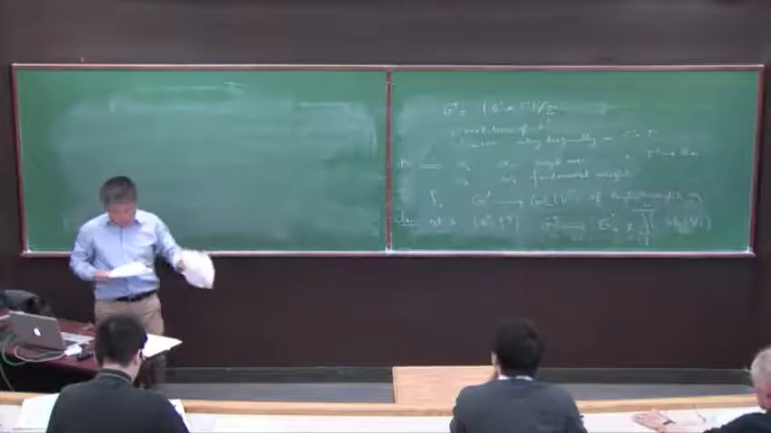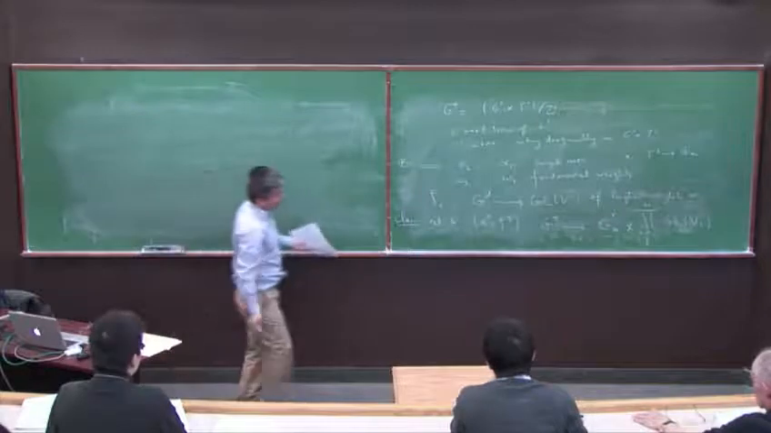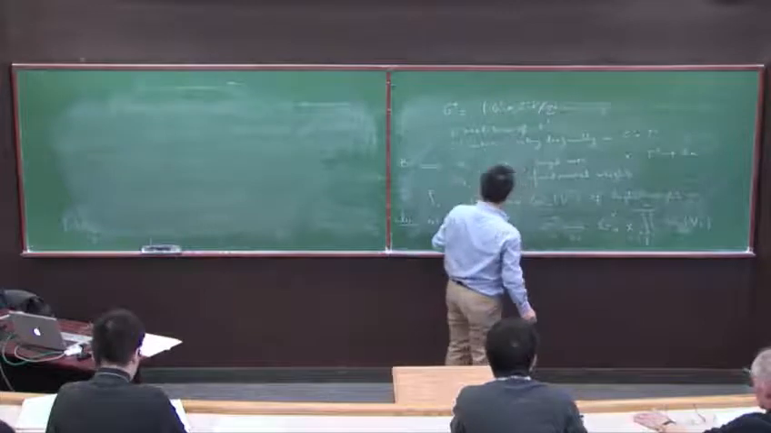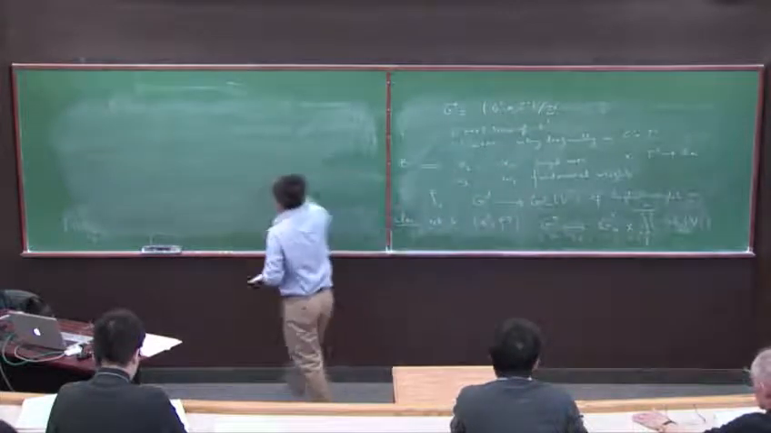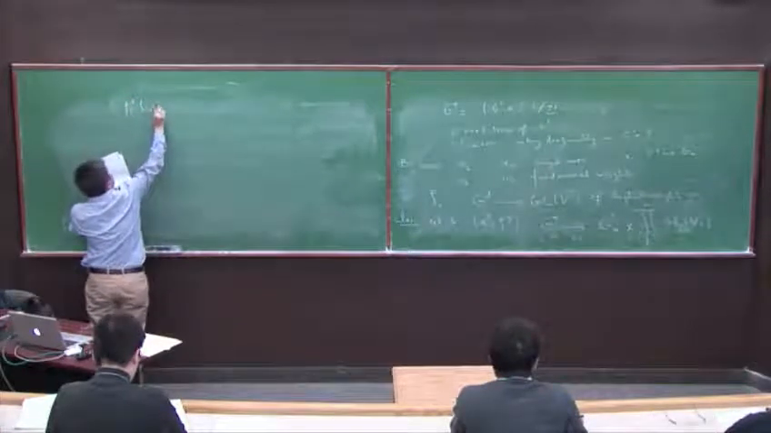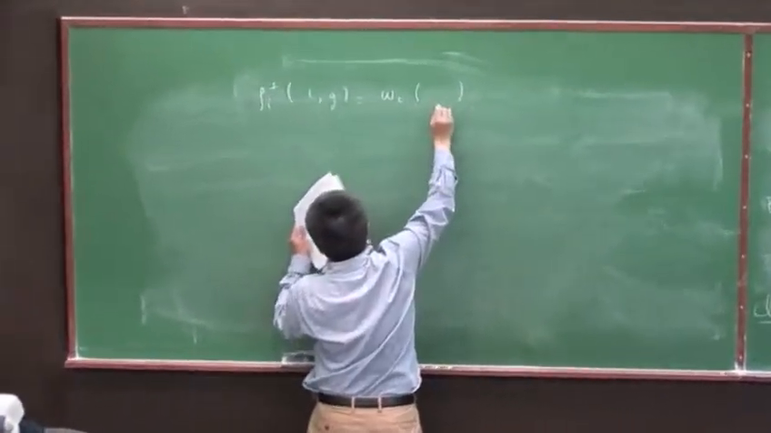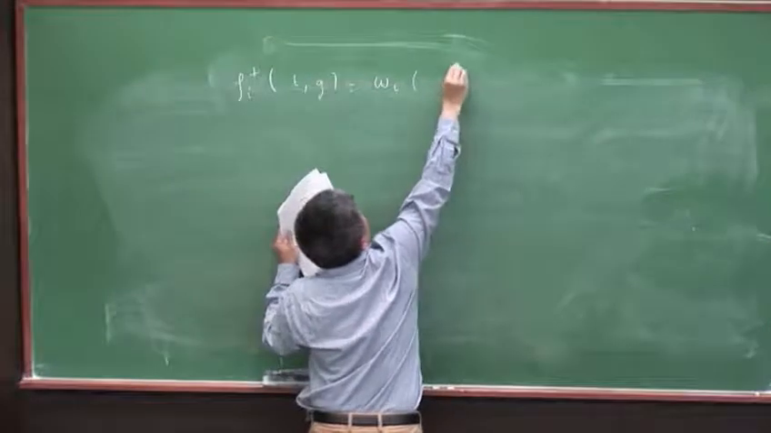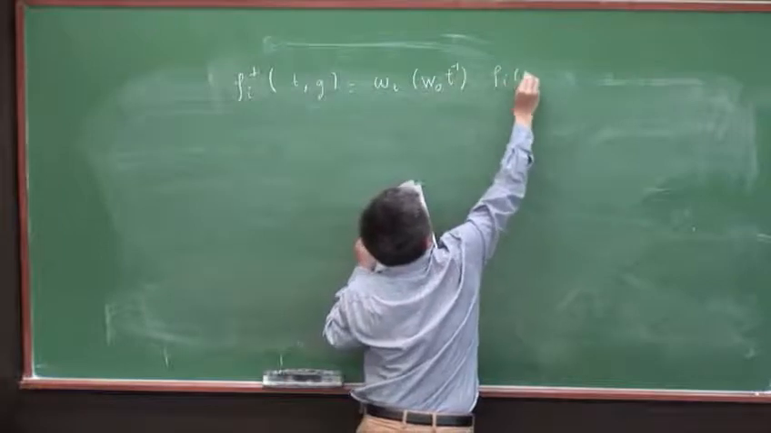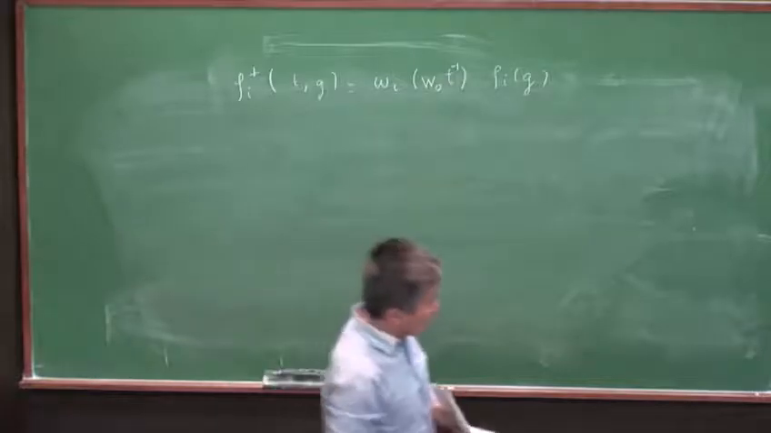So the formula is the following. Alpha i is the obvious one, alpha i would be trivial on the G prime factors. So I have to write a formula for rho i plus. Rho i plus of (t, g) would be omega i acting on t to the minus 1, times w0, and rho i of g. This looks a little bit weird, but this is the only way to make this formula work.